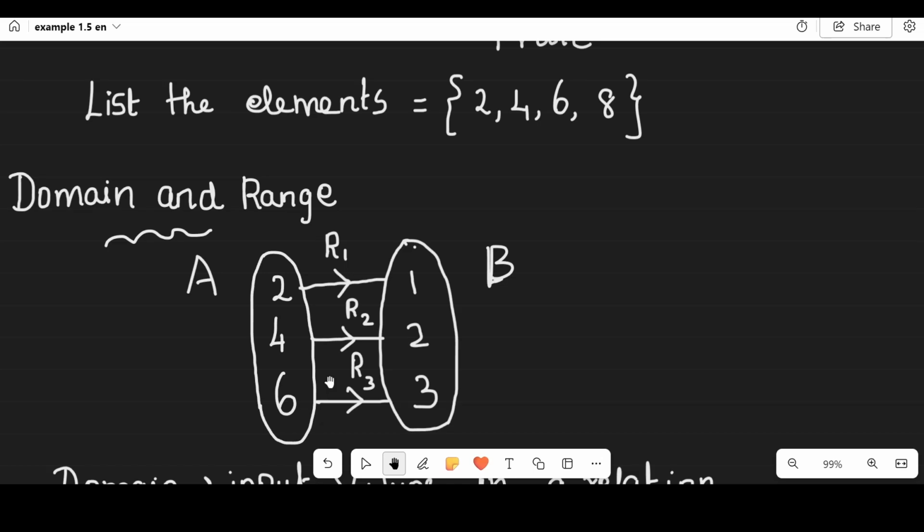In the simplest form, we can say the first set of elements is called the domain, and the second set of elements is called the range. Another way to say it: these are all input values for R1, R2, R3, and these are all outputs for R1, R2, R3. So input elements are called the domain and output elements are called the range. This is all about domain and range.